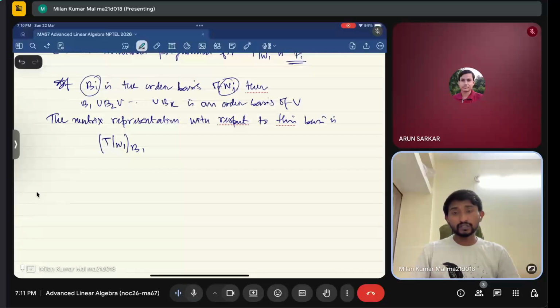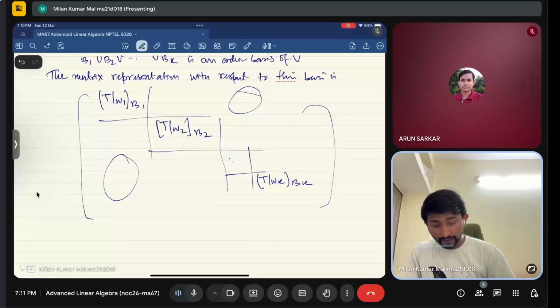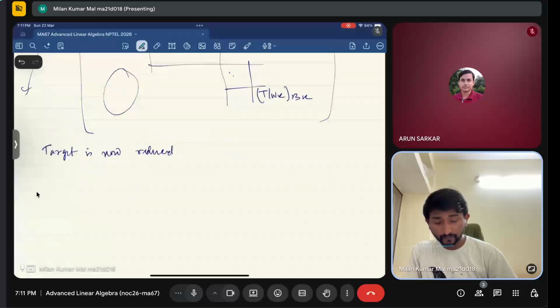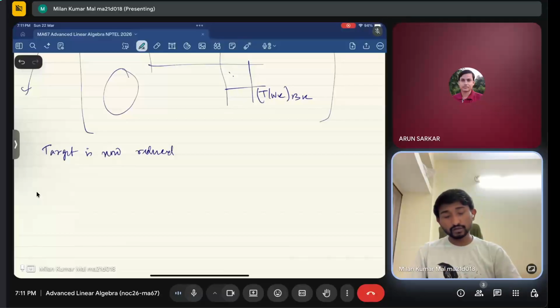This is the simplest form right now. But if I want to go to a simpler form, let's convert this matrix further. So the target is now reduced to finding the simplest form of T restricted to Wi, up to equivalence, up to similarity. This is the target.